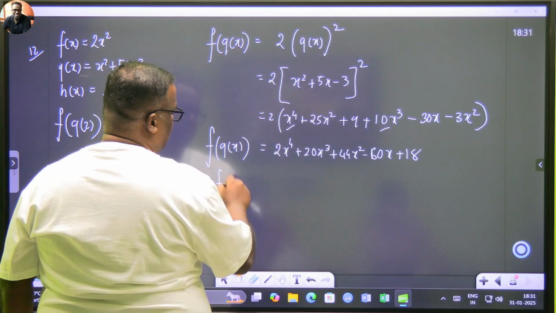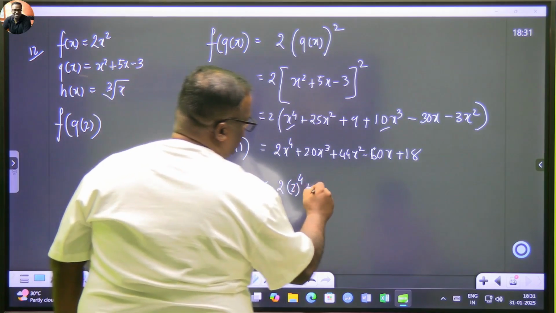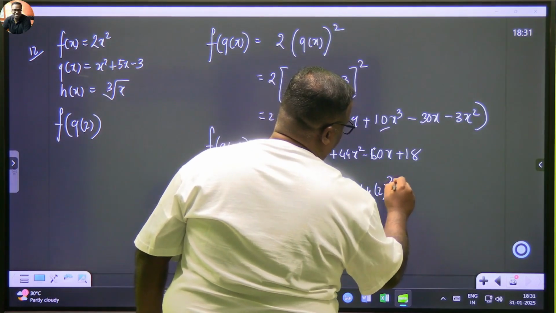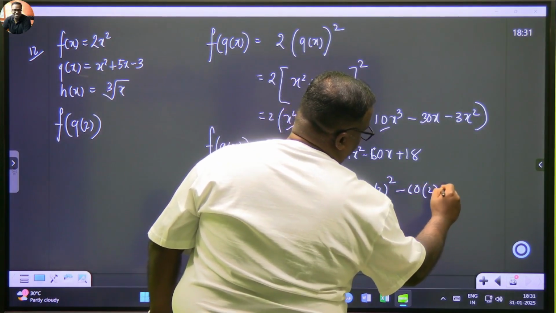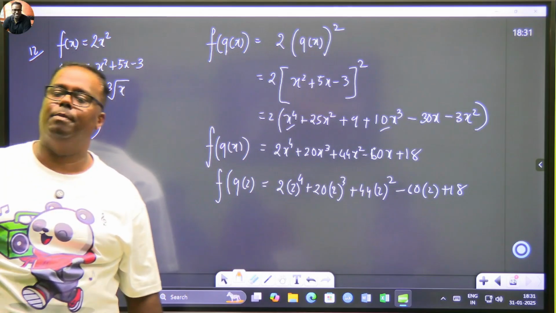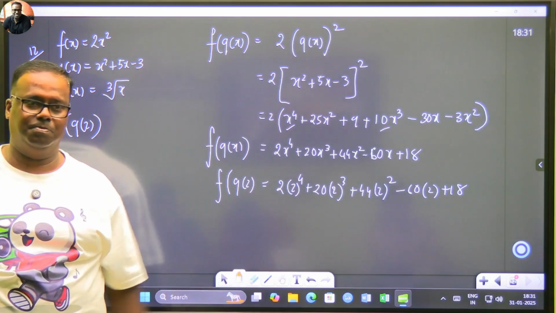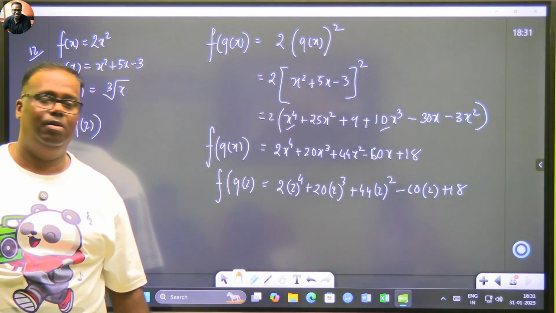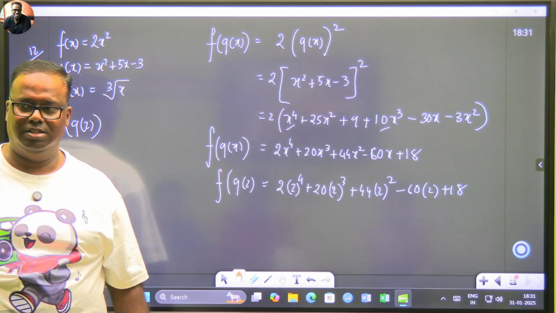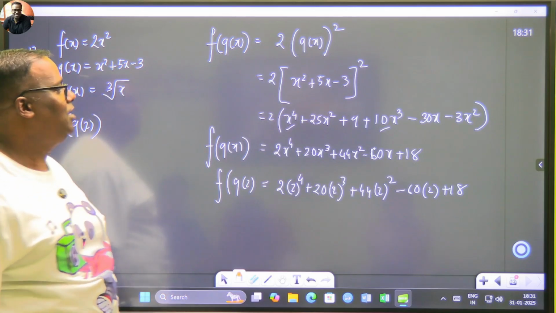Now you need to calculate f of g of 2. So that is left to you to calculate: 2 to the power 4 plus 20 into 2 cube, minus 60 into 2 plus 18. Obviously this will be a calculator exercise for you. Understood? That's it. There can be some calculation mistake. I'm not good at that. Yes, tell me.